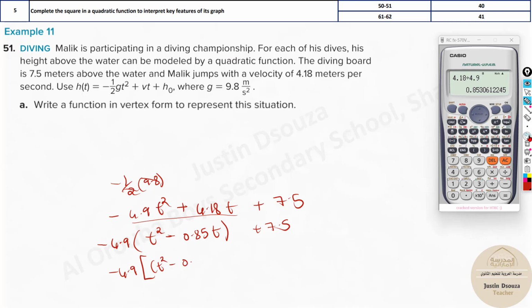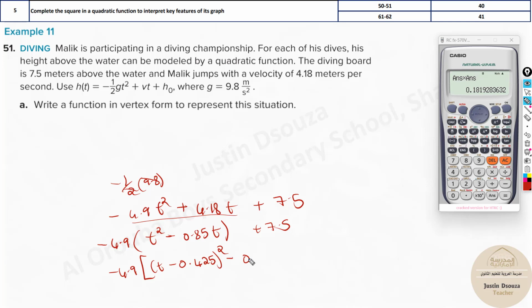Sorry, I'm writing it wrong. I'm writing the same thing. It's t minus half of 0.45, which would be 0.425. The whole square minus the square of this. What is the square of that? It's divided by 2 multiplied by the same thing. That's the answer. It's 0.18, sorry.